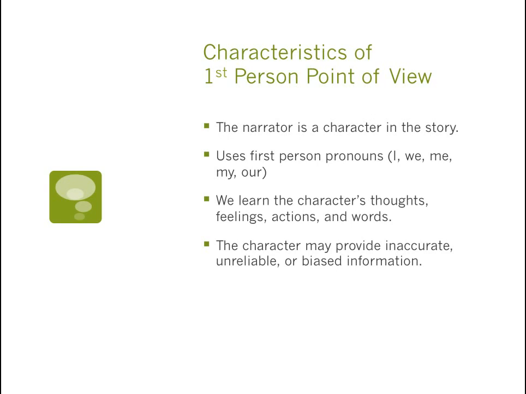The problem here is that character might provide inaccurate, unreliable, or biased information, in which case we don't know whether we can trust that narrator or not. For example, in that scenario where you got into a fight with your friend, you're going to provide information that makes you look good, and your friend's going to provide information that makes them look good. The principal may not even know who to trust because the story, chances are, is somewhere in between the two.